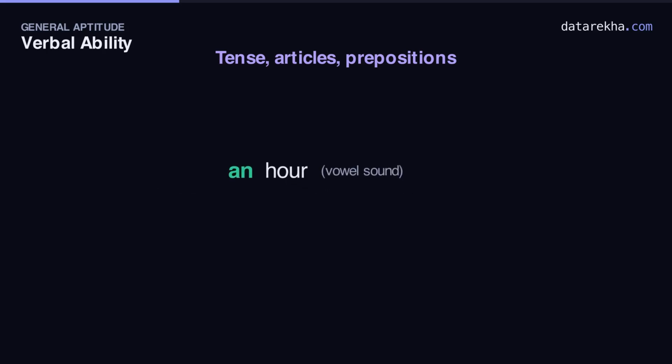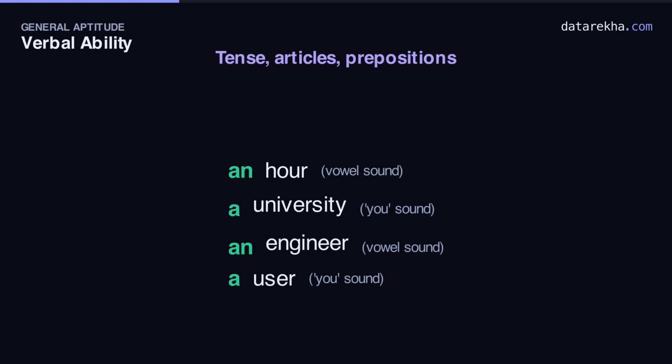Second, a versus an. And the rule is about sound, not spelling. An hour, because hour opens with a vowel sound, the H is silent. But a university, not an, because university starts with a U sound, which counts as a consonant. An engineer opens with a vowel. A user opens with you again. Always trust the sound the word makes.